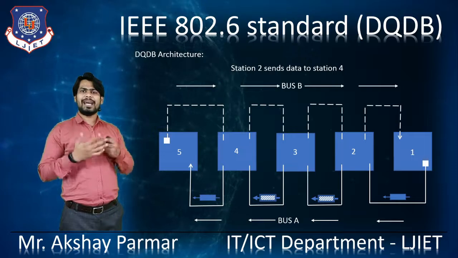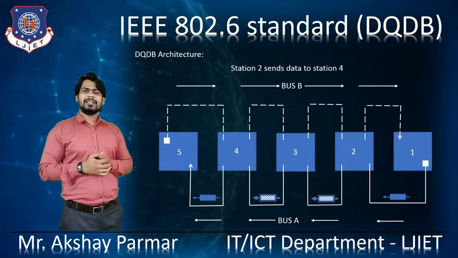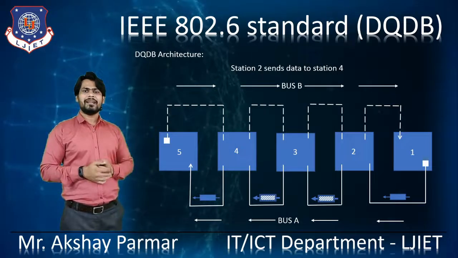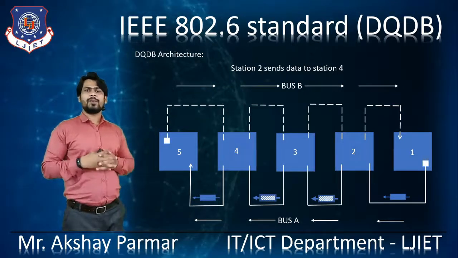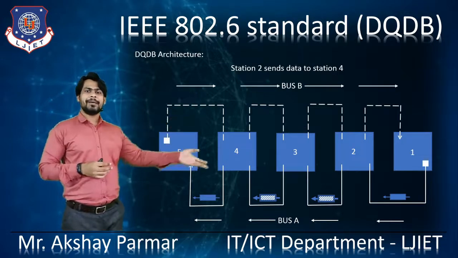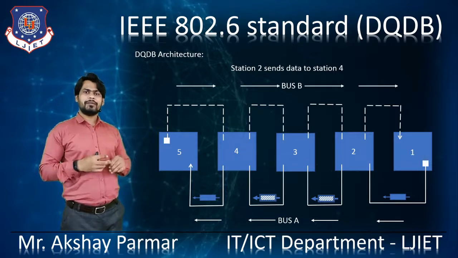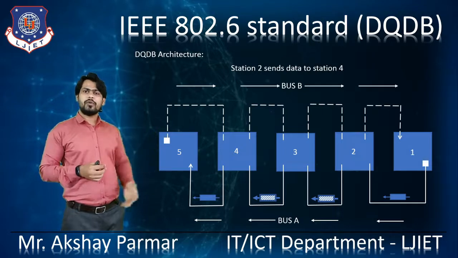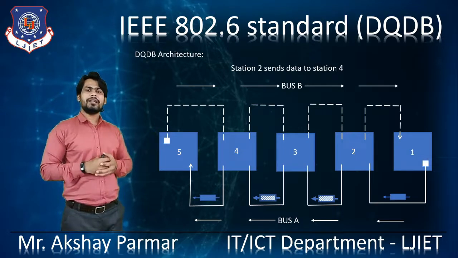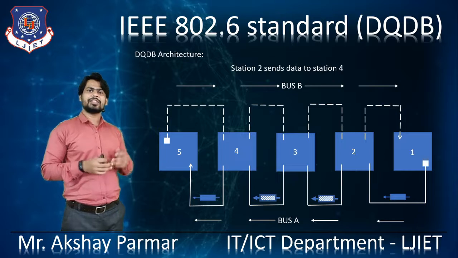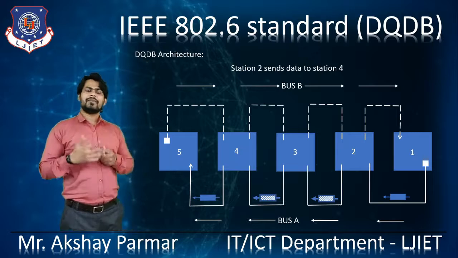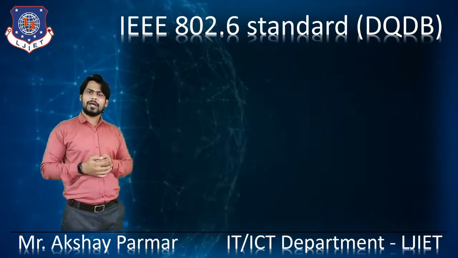Let's see the DQDB architecture, right? You can observe that it has a two bus system, bus A and bus B. Here in this figure you can see the two unidirectional buses, bus B and bus A. We have station 1, station 2, station 3, station 4 and station 5. We are sending data from station 2 to station 4. These are the data packets there. So let's see how its architecture is working.